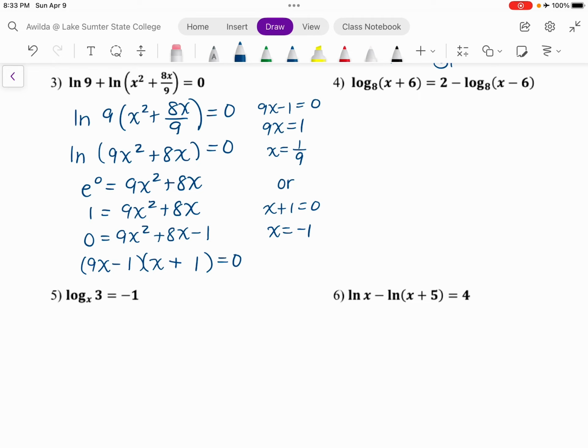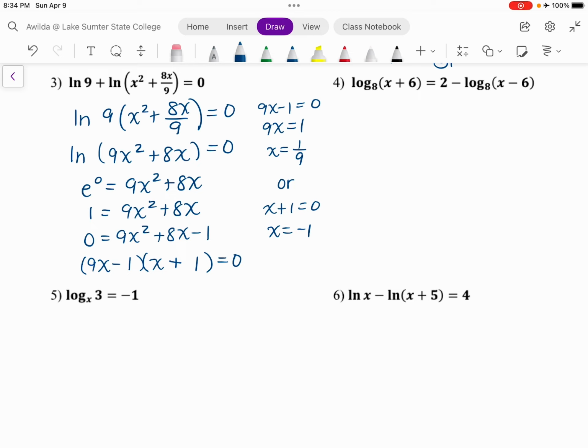Here we want to make sure that both of these values of x make sense in the context of this problem and that neither one creates a negative argument. So we have the negative 1 I'm a little worried about. Negative 1 when squared is 1 plus negative 8 over 9. Okay, that one actually works too. So they both are true solutions.